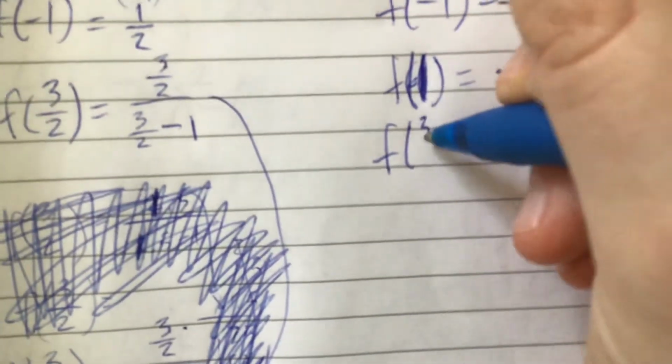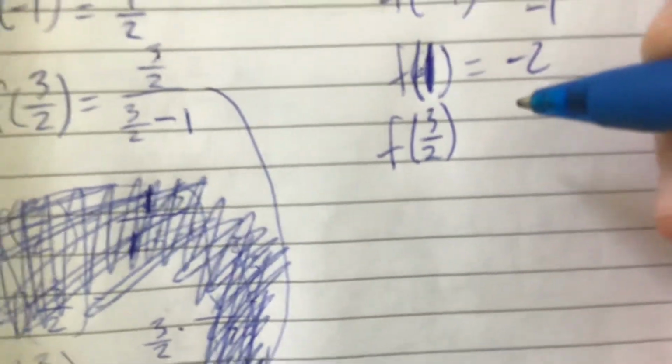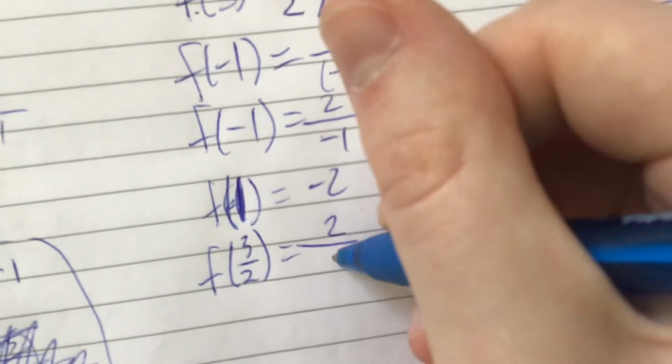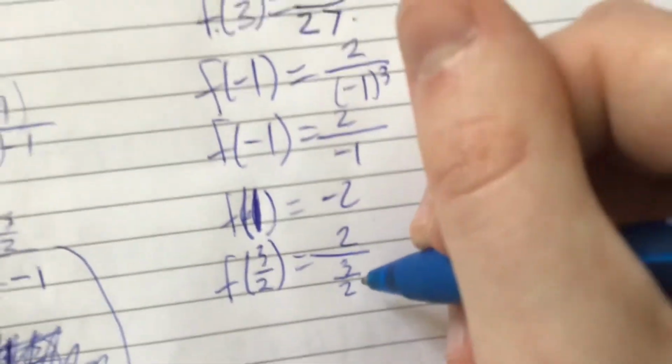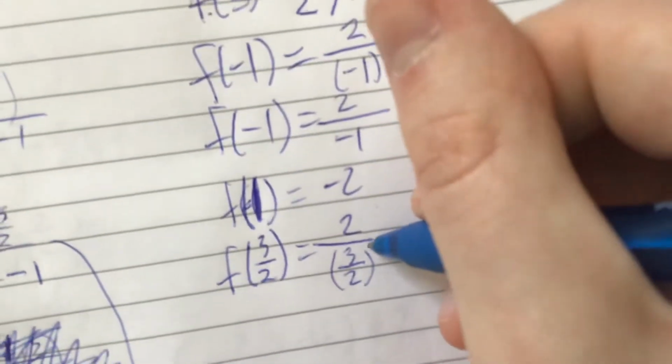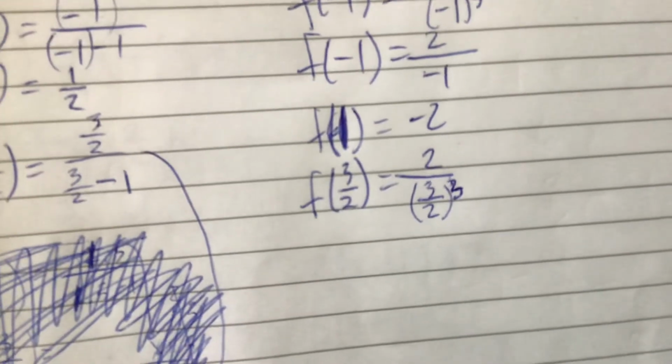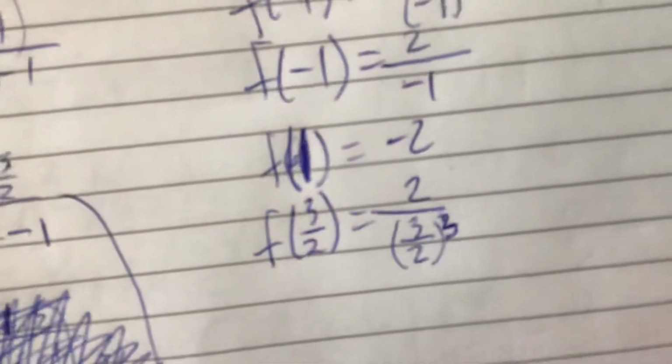Okay. F of, we're moving on now, 3 over 2. And in this one, it's a little difficult. We're going to say 2 over 3 over 2. Dividing divisions again. Here we go. Over to the 3rd power. This is going to be a little epic. Definitely going to be epic. Okay. 3 times 3 times 3.